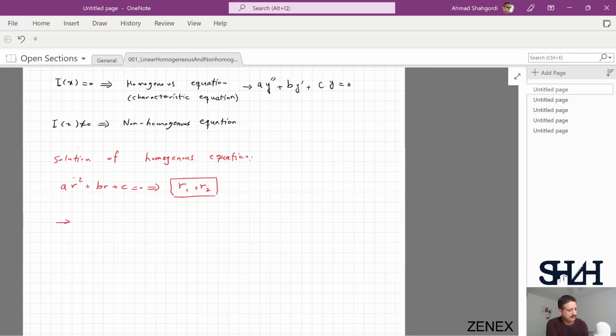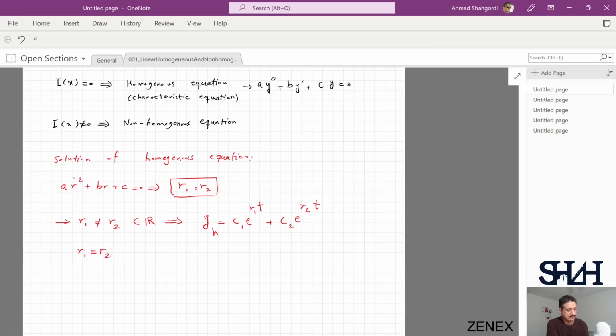There are three options. The first is that r1 differs from r2, and they are real values, not complex values. In this case, the homogeneous solution will be C1 e to the power of r1 t plus C2 e to the power of r2 t.